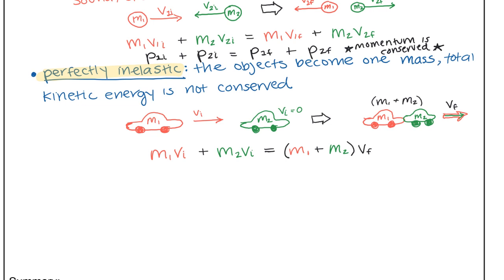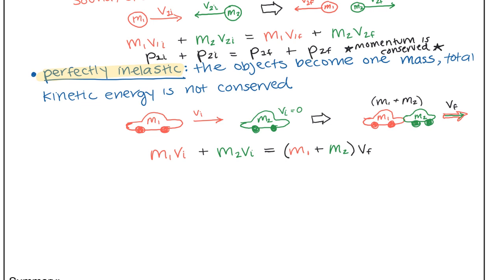We have car 1, which is hurtling toward car 2. Car 1 is in red. It has a mass of 1 and it has an initial velocity. And it's hurtling toward car 2, which also has its own mass. Let's say its initial velocity is 0. So let's say that car 2 is not moving and car 1 is hurtling toward it at a very fast velocity.